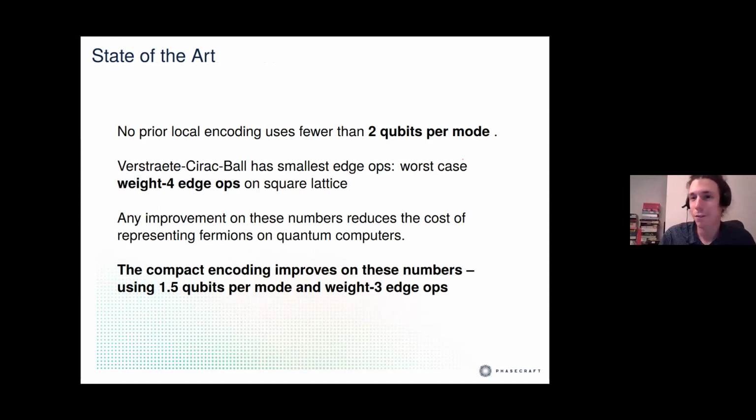So, what is the state of the art of these local fermionic encodings? Well, all of the known local fermionic encodings use at least 2 qubits per fermionic mode, and many of them sort of butt up against this boundary. Furthermore, the best you can do in terms of edge operators is weight 4 edge operators, and this is in the Verstraete-Cirac encoding that I showed you earlier. And this is important because you use these edge operators to construct your Hamiltonian interactions. So any improvement on these numbers would reduce the cost of representing fermions on quantum computers. And the encoding that I'll show you today improves on these numbers by 25%. We use 1.5 qubits per mode. And the worst case edge operators in our encoding are weight 3.